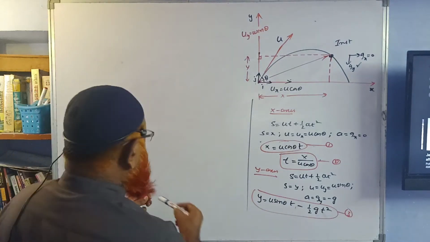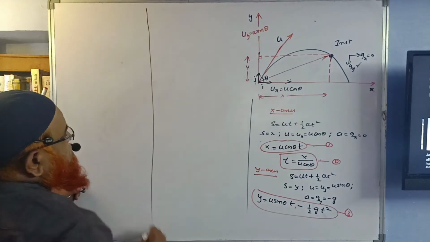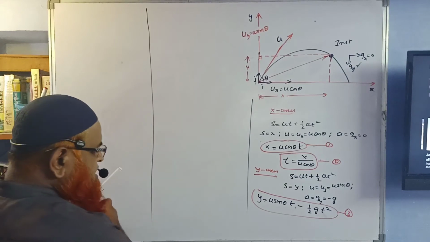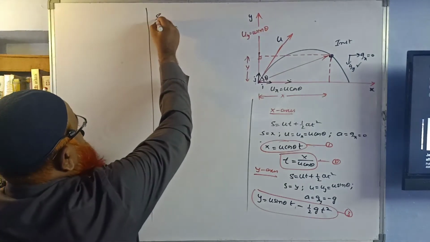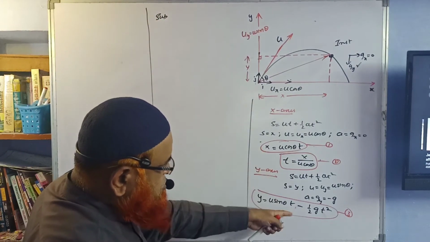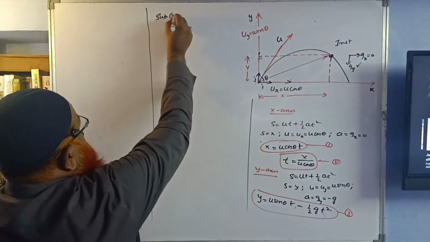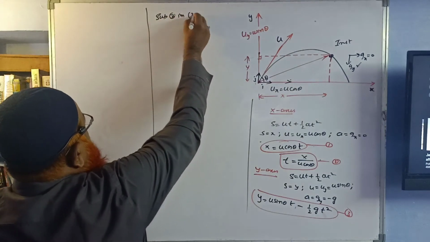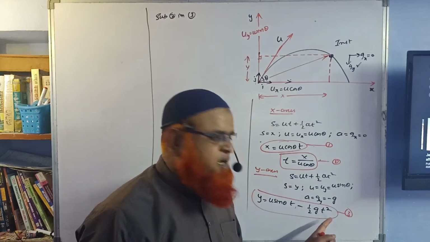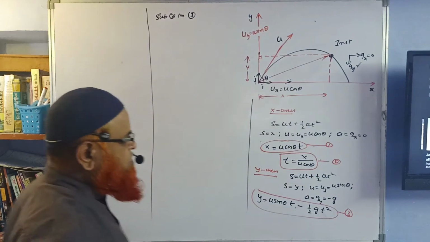Now you have to move further. Let us see what is going to happen here. Now you just do one thing: substitute 2 in 3. You have to substitute this value in this equation. Then let us see what you are going to get.